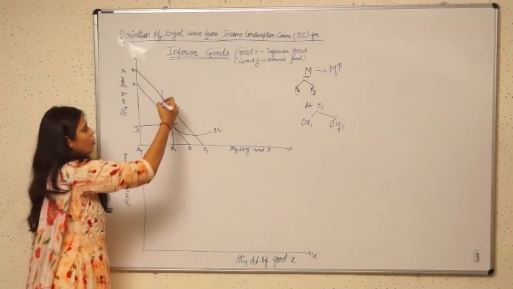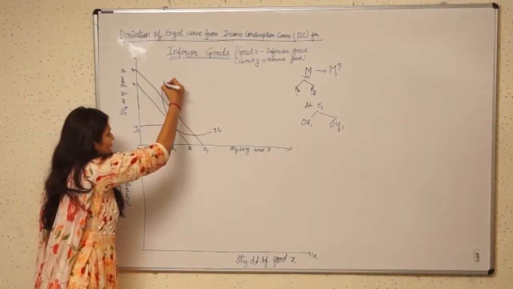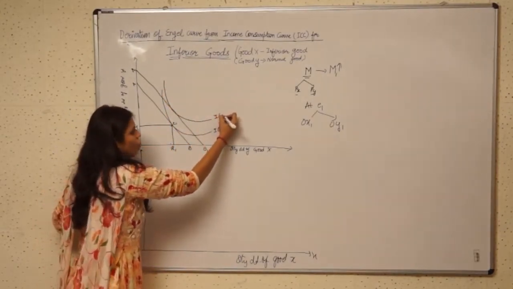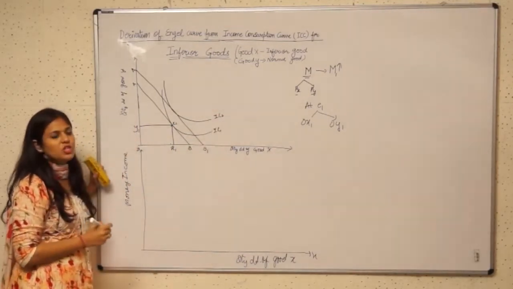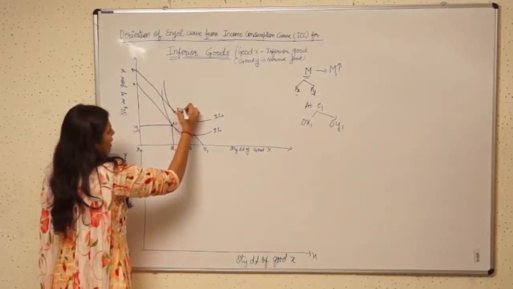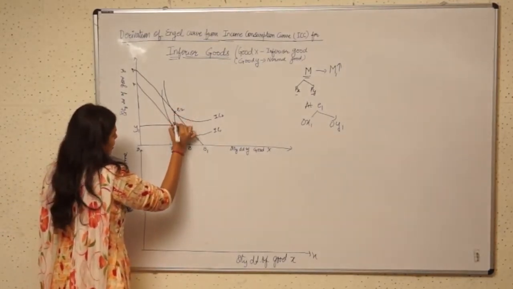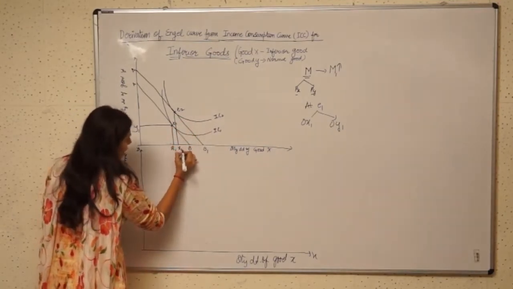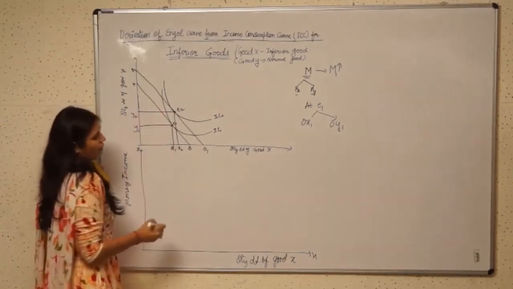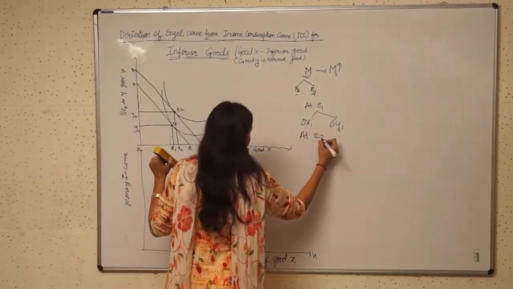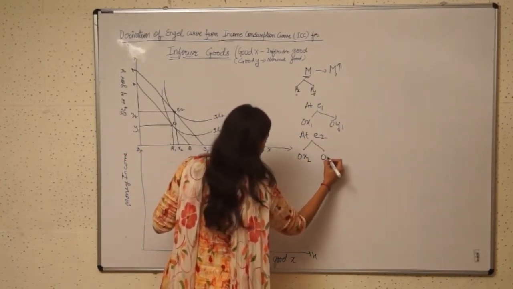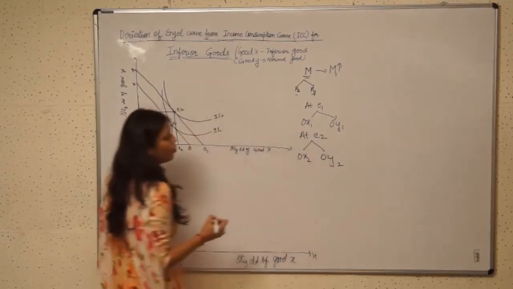Now, again, consumer would be in equilibrium at point E2 on IC2, where IC2 is tangential to a new budget line A1, B1. At point E2, you can see here the consumer is consuming X2 units of X and Y2 units of Y. So here I note down at E2, consumer is consuming OX2 units of X and OY2 units of Y.